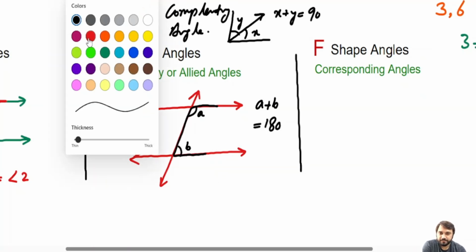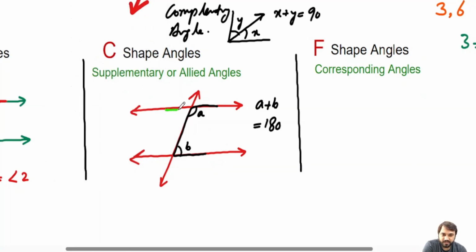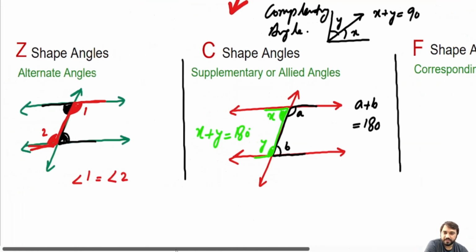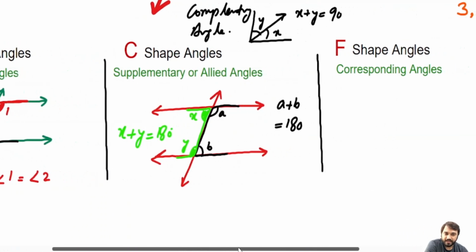We have another C. This is again C. These angles also add up to give 180 degrees and are called supplementary angles. If this is X and Y, then X plus Y is equal to 180 degrees, known as supplementary angles or allied angles or C-shape angles. We are done with the Z-shape angles, the alternate angles. C-shape angles, the allied angles, are supplementary angles.